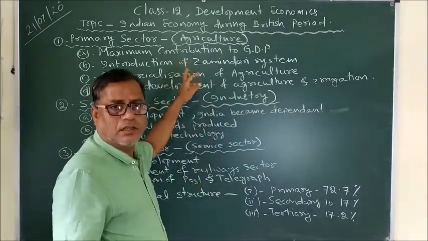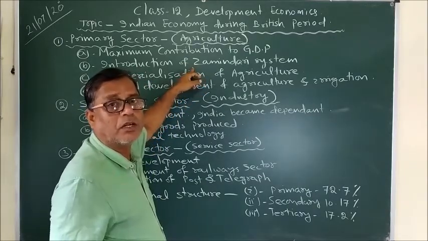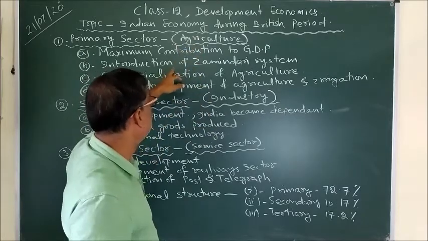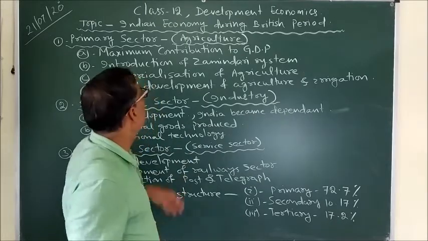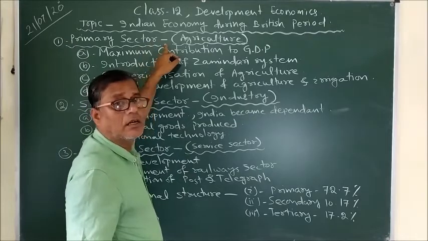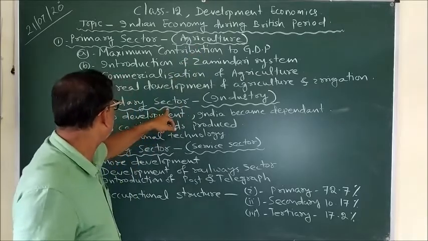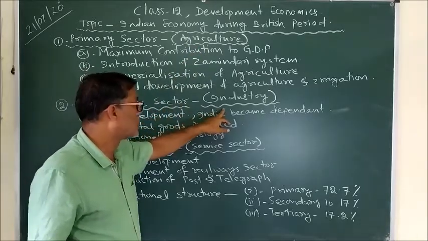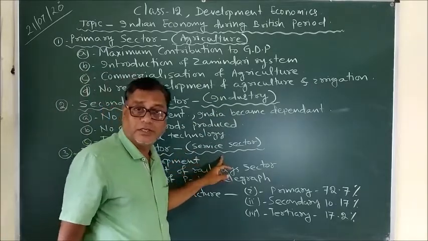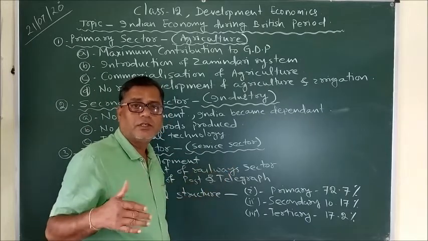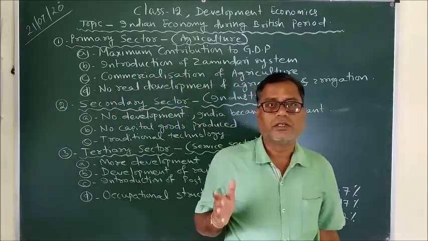When it comes to the condition of Indian economy during the British period, we will divide the entire discussion into three main divisions. That is, the condition of the primary sector, which is nothing but the agricultural sector. Then the condition of the secondary sector, which is nothing but the industrial sector. And the condition of the tertiary sector, that is the service sector. So sector wise we will divide the Indian economy, and we will discuss its status during the British rule.